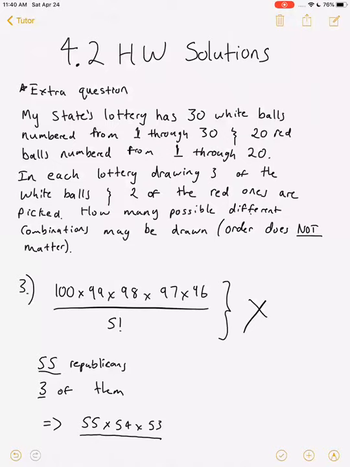Okay, let's read the question. The state's lottery has 30 white balls numbered from 1 through 30 and 20 red balls numbered from 1 through 20. In each lottery drawing, 3 of the white balls and 2 of the red ones are picked. How many different possible combinations may be drawn? And I said in brackets that order does not matter. So do you get the question? Does anything not make sense?